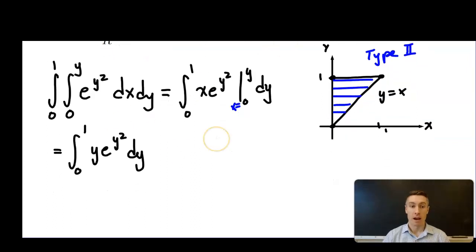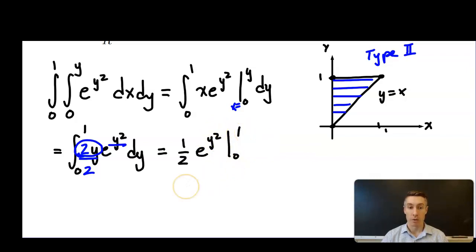So now integrating, underline y squared, that would be our u in a traditional u sub. So then 2y over 2, du is 2y. So our integral is 1/2 e to the y squared. Evaluate that from 0 to 1. So we have 1/2 times e to the first minus e to the 0, which is 1. So 1/2 times e minus 1.